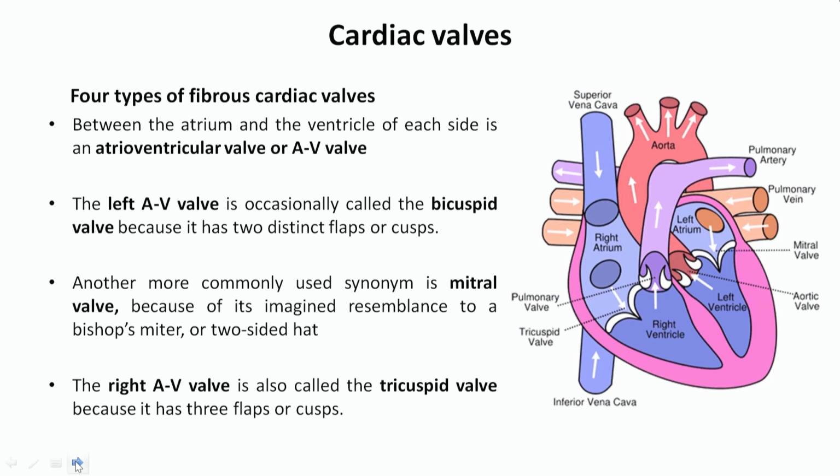The left side AV valve, atrioventricular valve, is occasionally called the bicuspid valve, because it has 2 distinct flaps or cusps. Another important name of this bicuspid valve is the mitral valve, because it is imagined to resemble a bishop's mitre, or a 2-sided hat. That's why the name mitral valve has been given. So the left sided valve is called bicuspid, and the right sided AV valve is called the tricuspid valve because it has 3 flaps or cusps.